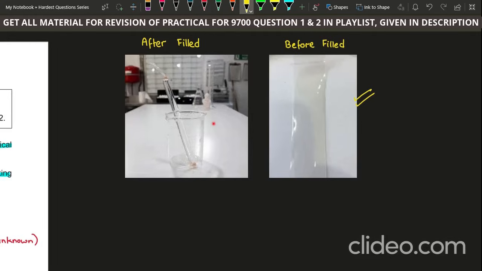What you have to do is soak the tip of the Visking tubing in distilled water, because you cannot open it dry like this. You also have to rinse the Visking tubing, because if there is solution already present on the outside of the tubing, that will contaminate and obscure your readings. So soak the tip and rinse it well.